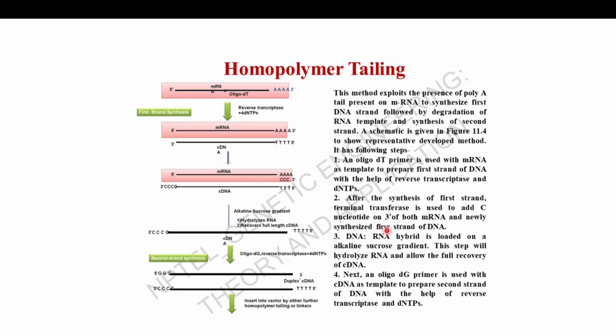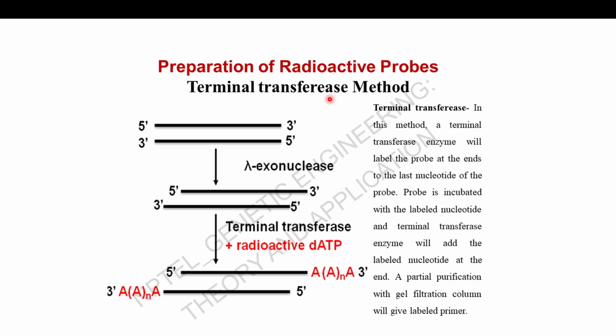Once the RNA is hydrolyzed, you get the full cDNA, the black one here. Then you add an oligo dG primer. The oligo dG primer is used with cDNA as template to prepare the second strand of DNA with the help of reverse transcriptase and dNTPs. This is homopolymer tailing.